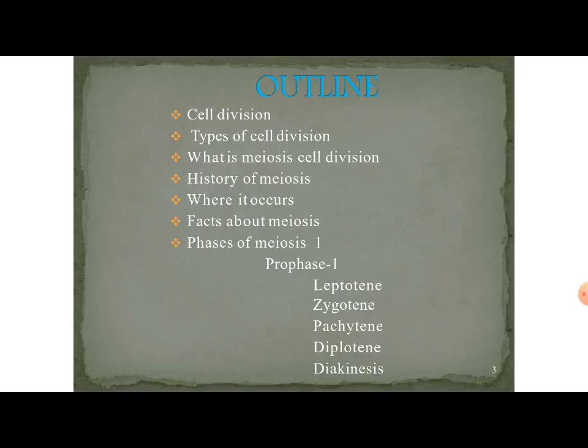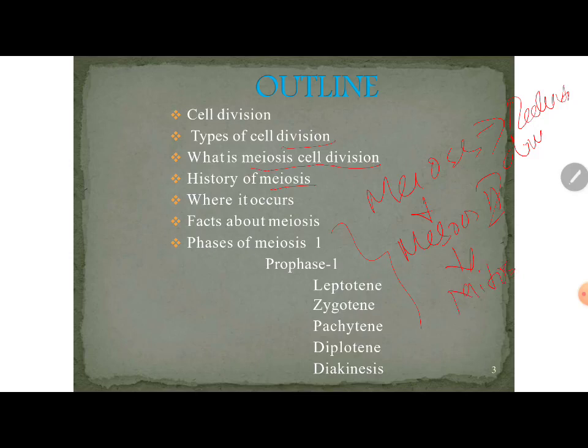When we talk about cell division, there are types of cell divisions, and under that we are going to specifically study what meiosis is, the history of meiosis, where it occurs, and the different phases of meiosis, because meiosis takes place in two stages, meiosis 1 and meiosis 2. Meiosis 1 will be the reduction division. Meiosis 2 will be the replica of mitosis.